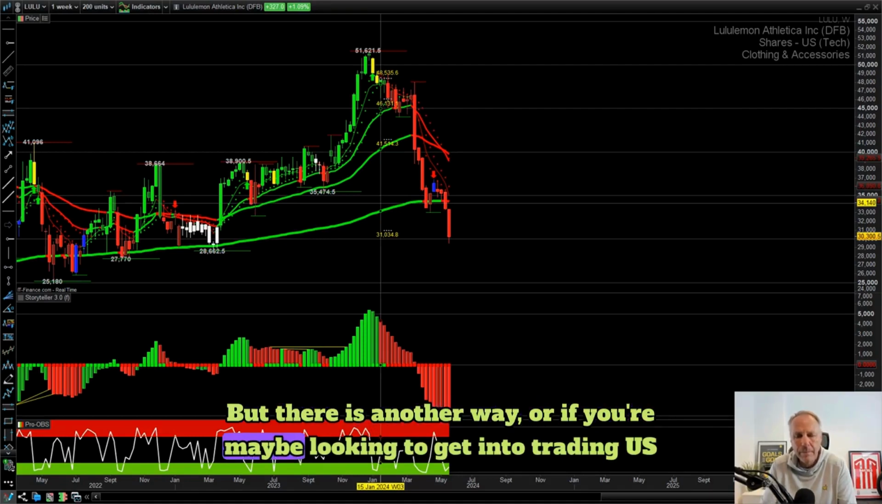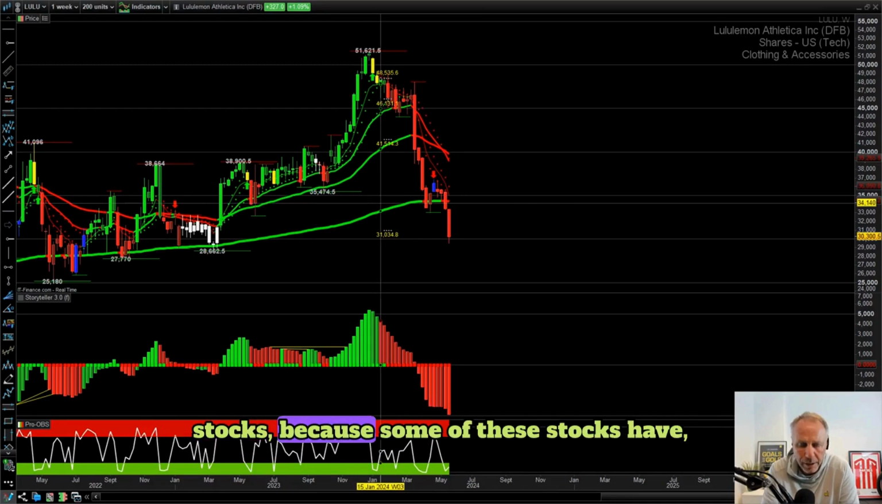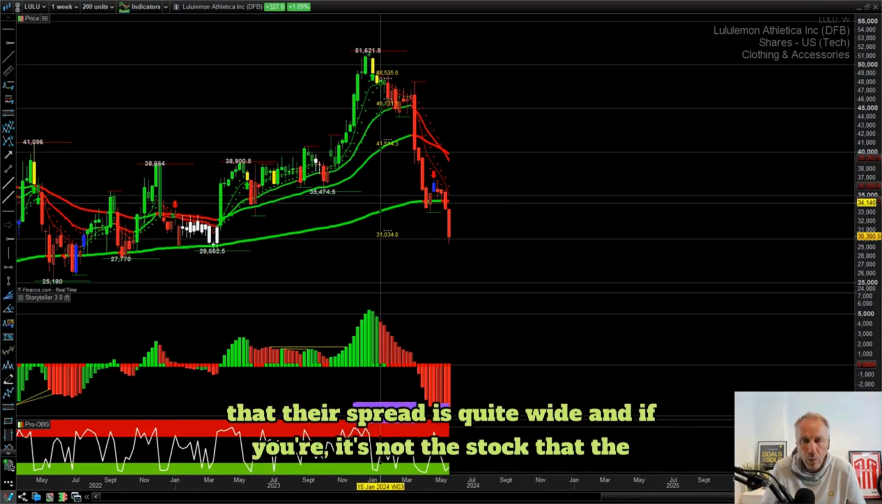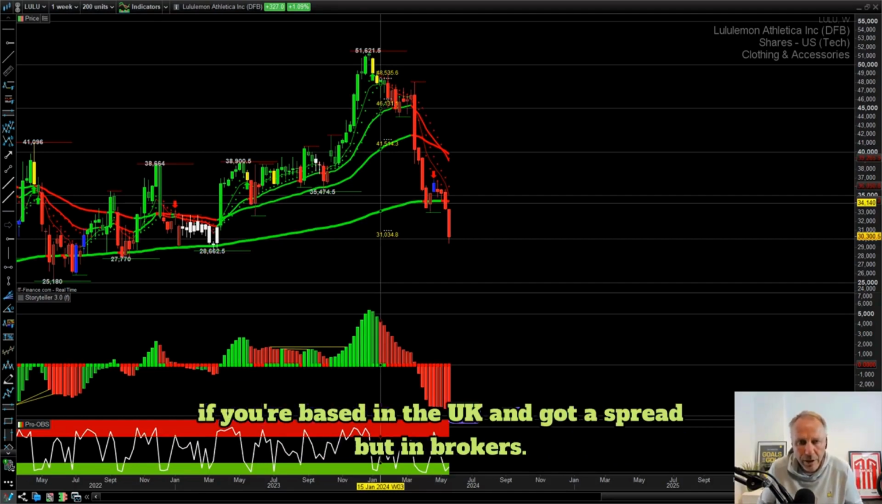Or if you're maybe looking to get into trading US stocks, maybe you're based in the UK using a spread betting broker to trade these US stocks, because some of these stocks have their spread quite wide, and it's not necessarily the stock that's creating the wide spread, it's the broker, if you're based in the UK and got a spread betting broker.